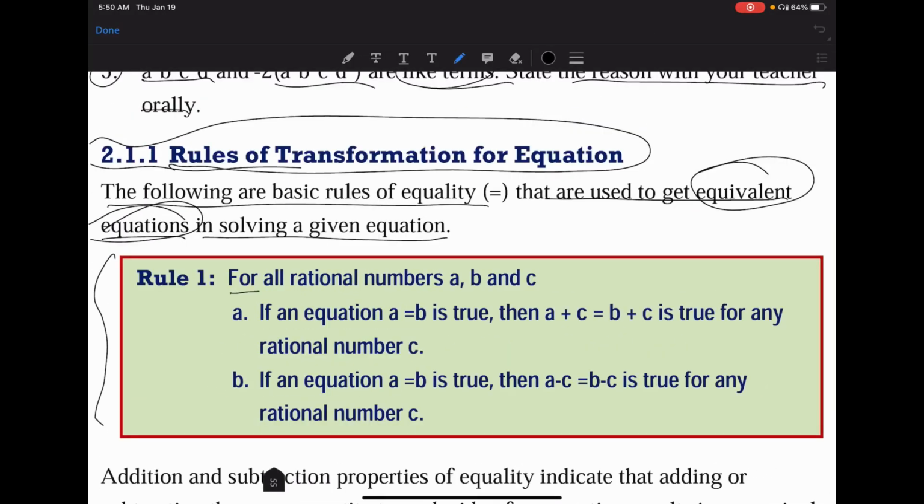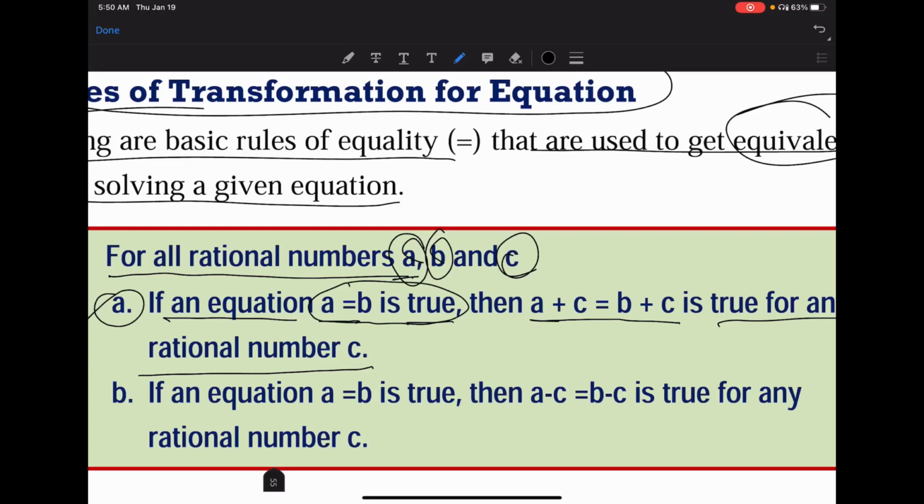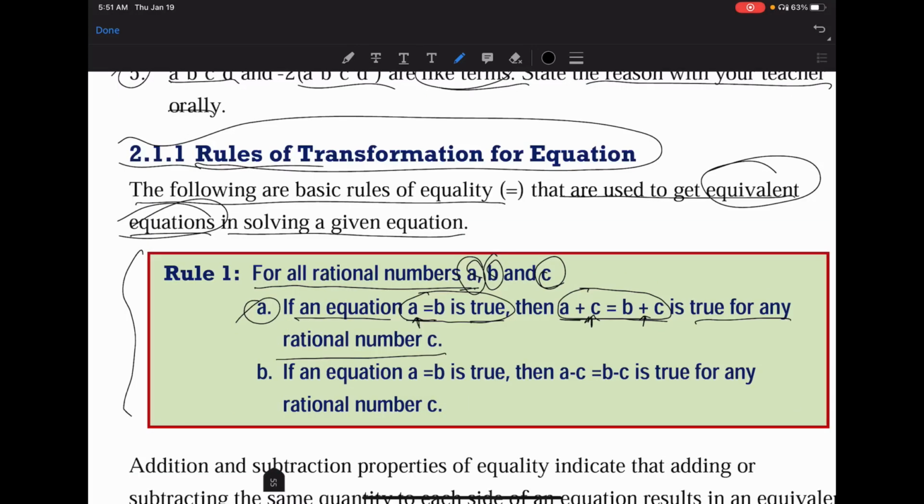Now rule 1: for all rational numbers a, b and c. First, if an equation a is equal to b is true, then a plus c is equal to b plus c is true for any rational number c. What are we saying? If a is equal to b is true, then if we add c to both sides of the equality, a plus c on one side and b plus c on the other, the equation we get is true. Okay, b: if an equation a is equal to b is true, then a minus c is equal to b minus c is true for any rational number c.